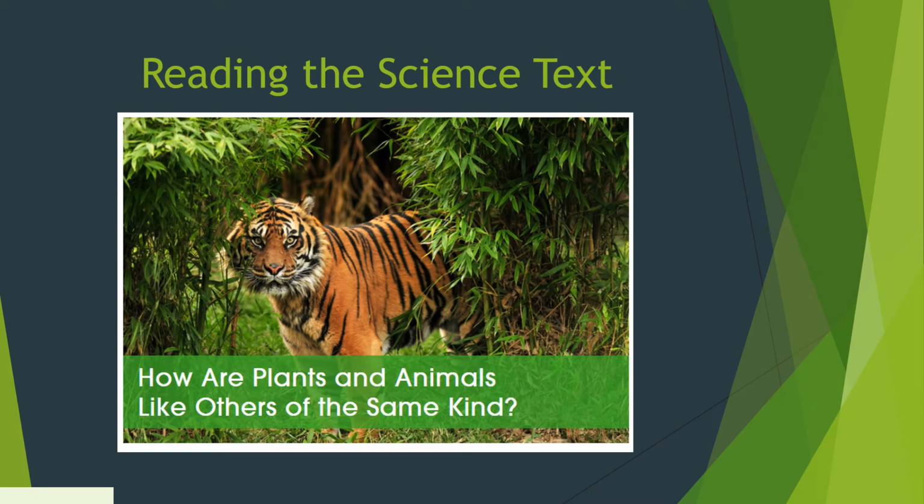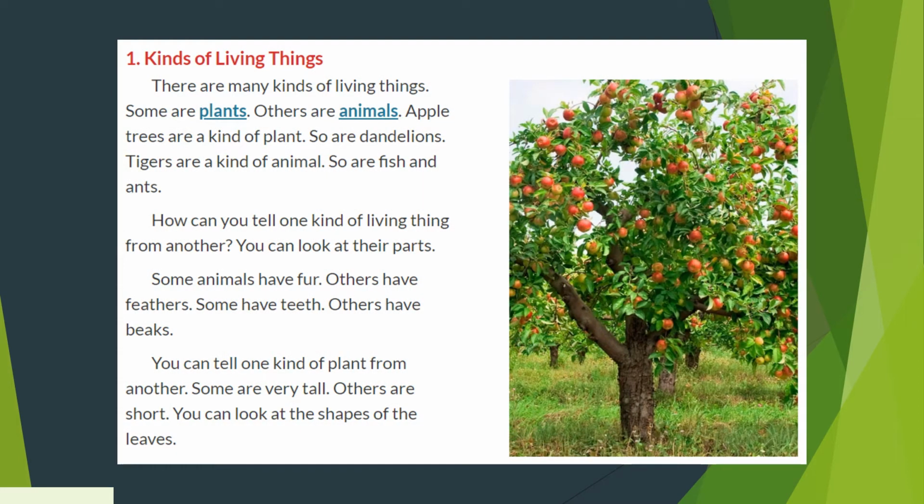Reading the science text. So we'll be reading from our TCI Science Manual. How are plants and animals like others of the same kind? Number 1, kinds of living things. There are many kinds of living things. Some are plants, others are animals. Apple trees are a kind of plant. So are dandelions. Tigers are a kind of animal. So are fish and ants.